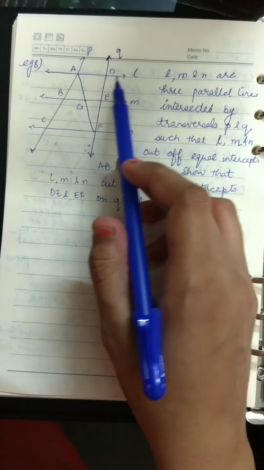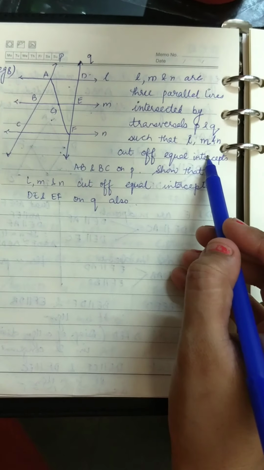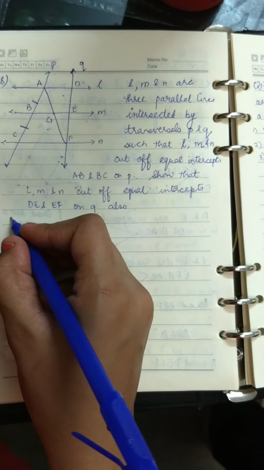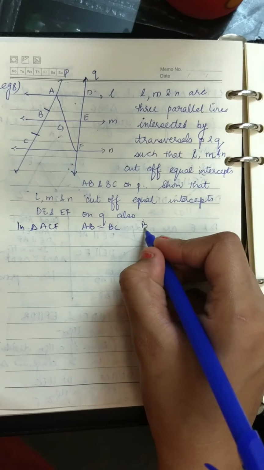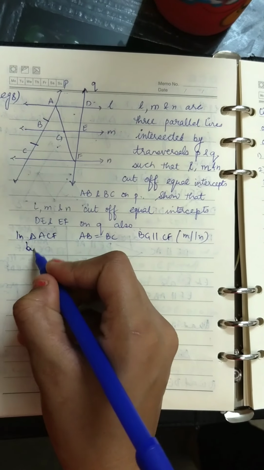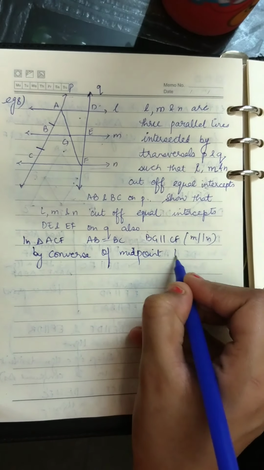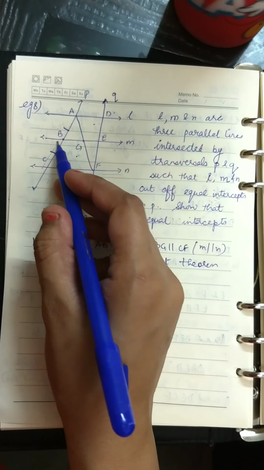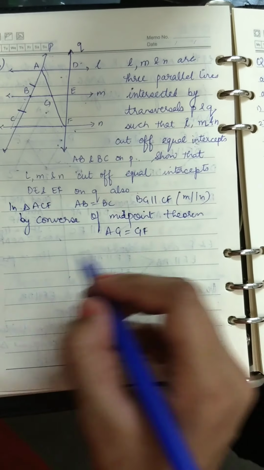Example number 8. L, M, N are 3 parallel lines intersected by transversals P and Q. L, M, N cut off equal intercepts AB and BC on P. So it is given that they are parallel. So in triangle ACF, AB is equal to BC and BG is parallel to CF because L, M and N are parallel. So by the converse of the midpoint theorem, AG is equal to GF, because if a line passes through the midpoint of one side of a triangle parallel to the second side, it bisects the third side as well. So AG is equal to GF.